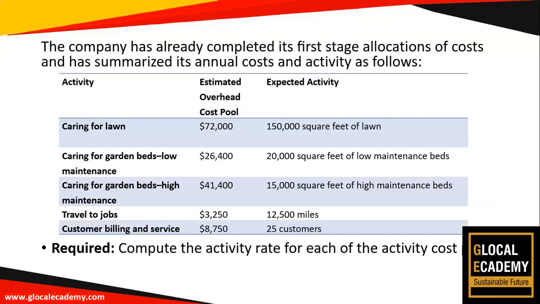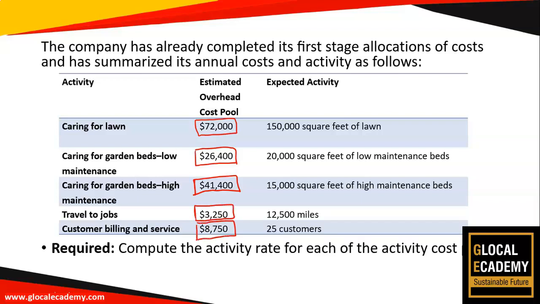Now here we have some data. The company has already completed its first stage allocation. First stage allocation means the company has assigned overhead cost to the activity cost pools. So after assigning overhead cost to the cost pools, these are the results. This is the activity cost pool for caring for lawn. This is the activity cost pool for caring for garden beds, low maintenance. This is the activity cost pool for caring for garden beds, high maintenance, this is the activity cost pool for travel to jobs, and this is the activity cost pool for customer billing and service.